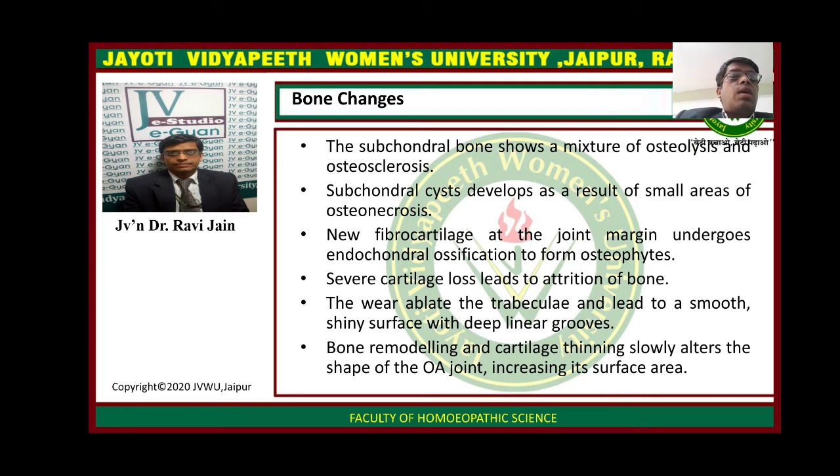Severe cartilage loss leads to attrition of bone. The wear ablates the trabeculae and leads to a smooth, shiny surface with deep linear grooves. Bone remodeling and cartilage thinning slowly alter the shape of the osteoarthritic joint, increasing the surface area.